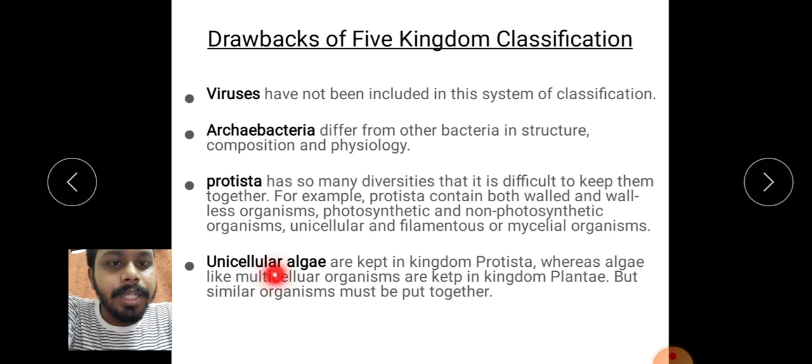And another drawback is the unicellular algae. Unicellular algae are kept in kingdom Protista, whereas multicellular algae are kept in kingdom Plantae. But similar organisms must be placed together. So they are divided into different groups, though similar organisms must be together. So this is another drawback of the five kingdom classification system.